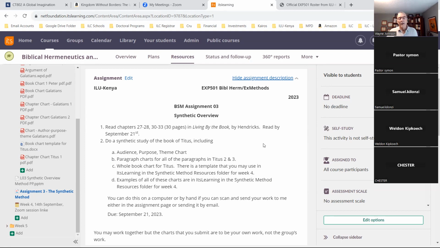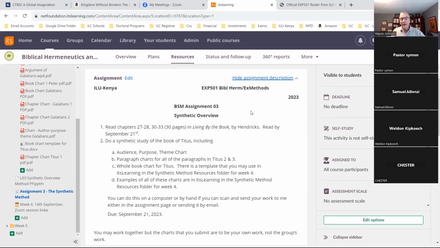Go ahead, please. Have you shared this book, Living by the Book by Henry? Now, have I done what with that book? I'm asking, do we have the book? Have you shared it somewhere? Oh, yes. Or do we have to look for it?